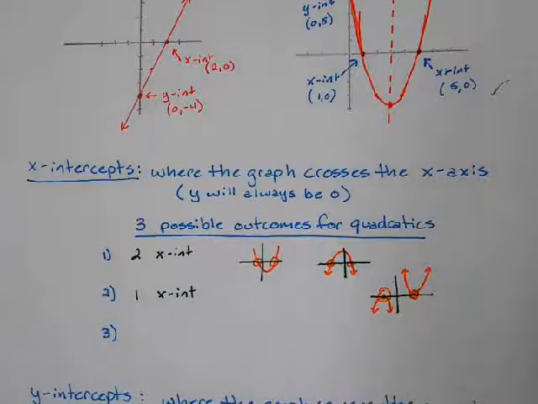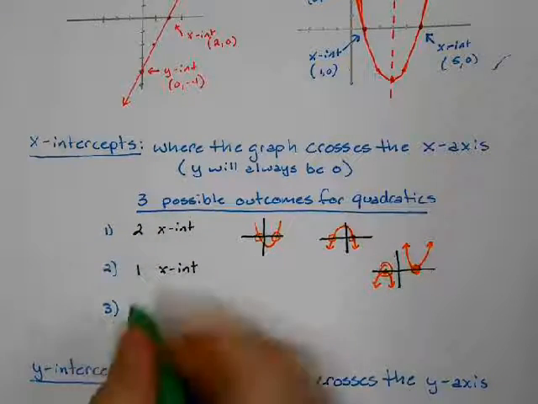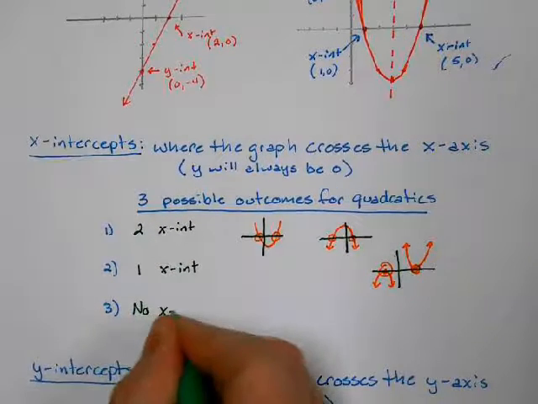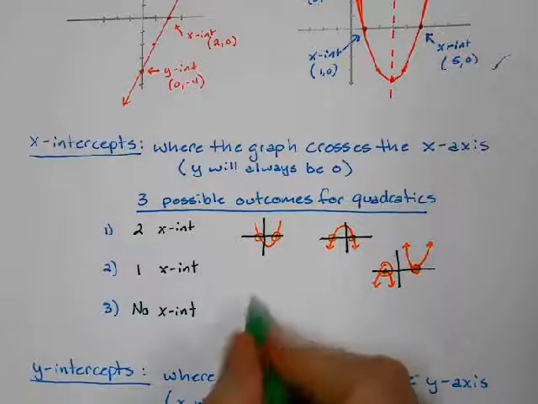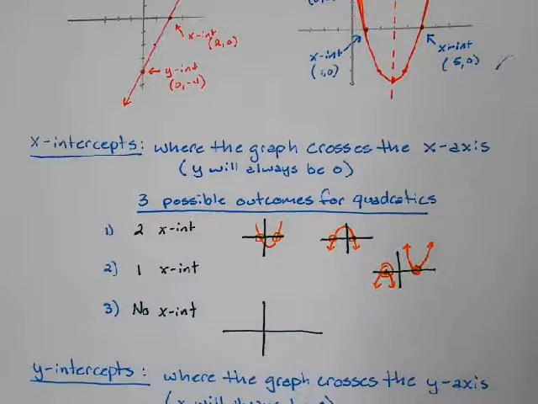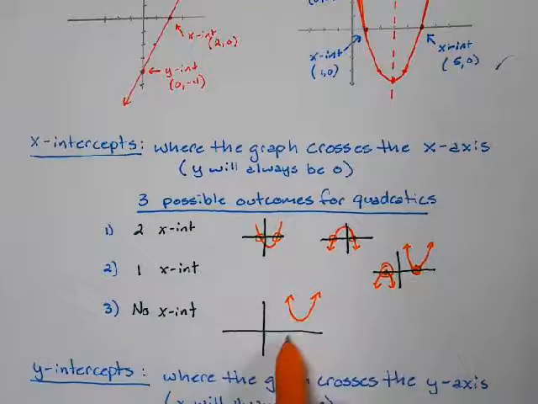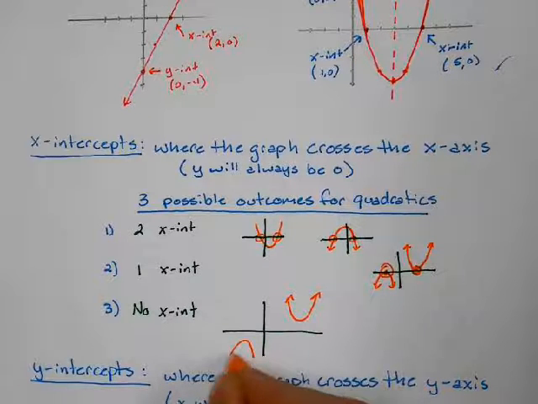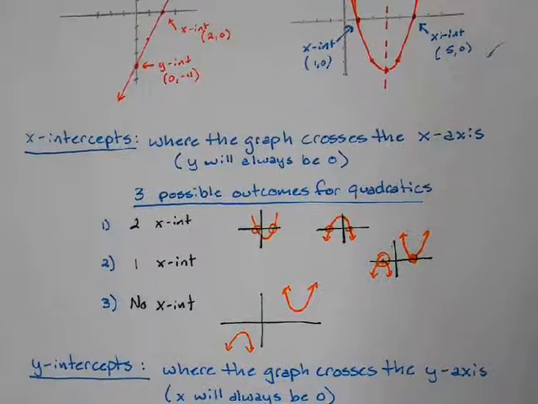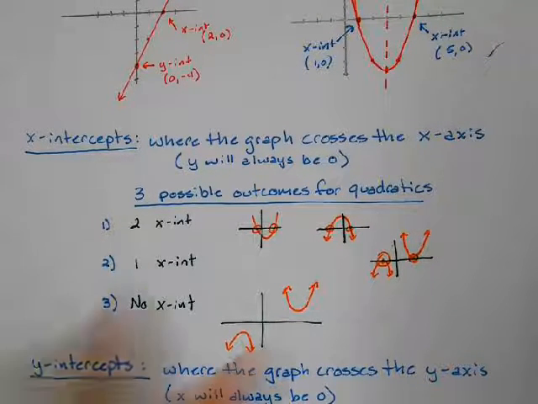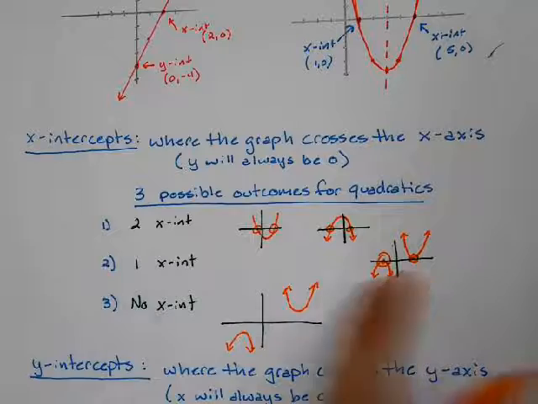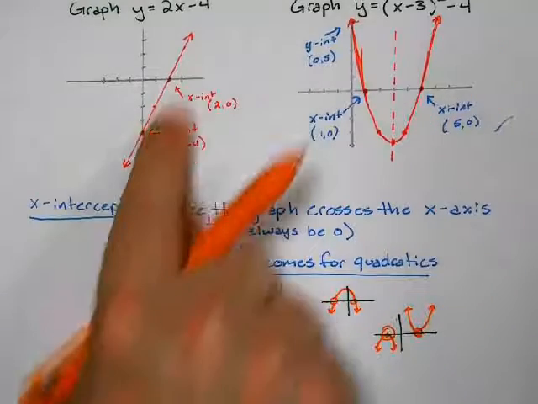Now it's also possible to have no x-intercepts. How, you say? Well, what if I had a graph and it looked like this? It never makes it down there. It never crosses the x-axis. Or I could have a graph down here facing down like this. Again, it never makes it to the x-axis, so those would have no x-intercept. So we can have 2 x-intercepts, 1 x-intercept, or never have an x-intercept. Whereas on these linear equations, we're getting an x and y-intercept every single time.